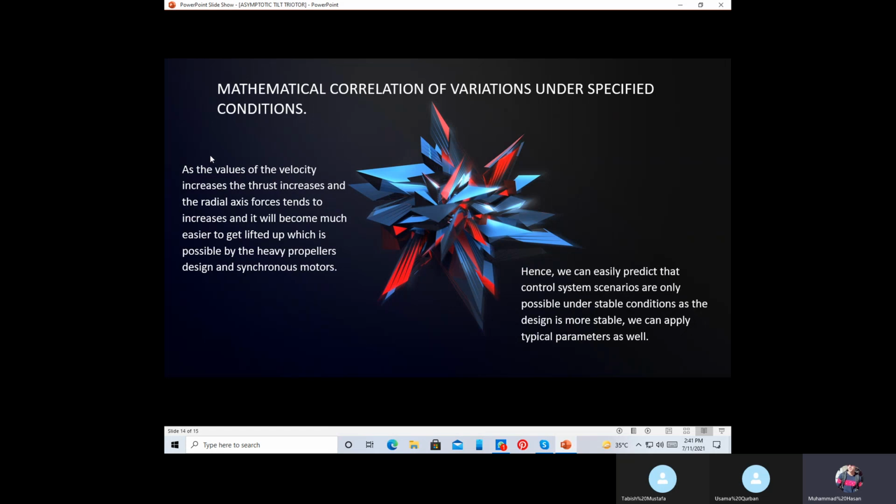Here we have written that as the velocity increases, the thrust increases and the radial axis force tends to increase, and it becomes much easier to get lifted up, which is possible through the heavy propeller design and synchronous motors. This is one of the important aspects. Hence we can easily predict that control system scenarios are only possible under stable conditions. We design our system to be asymptotically stable under critical damping, and we are achieving our desired parameters greatly.